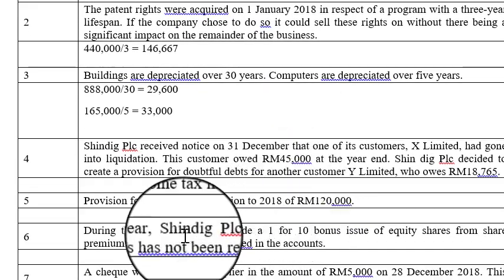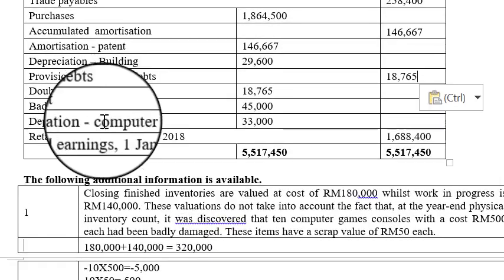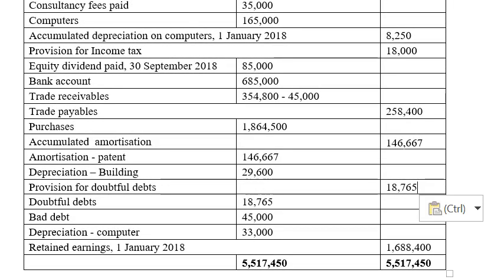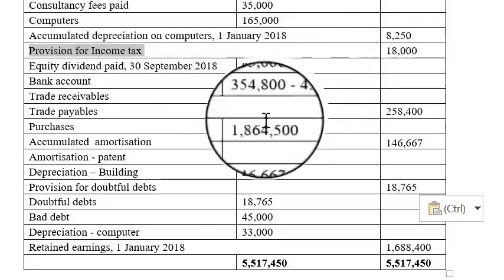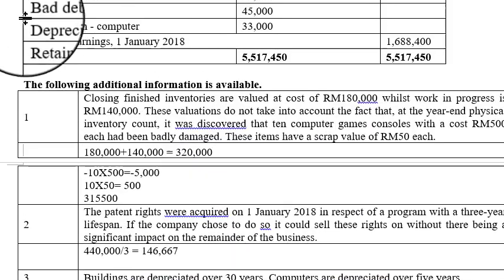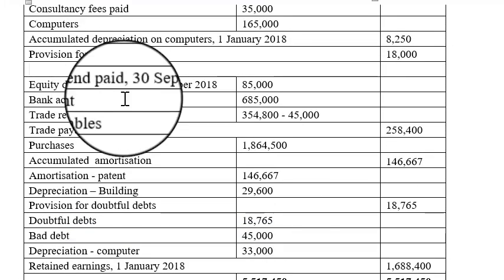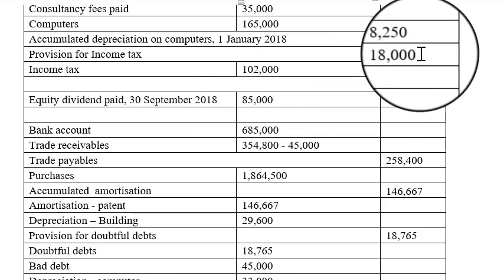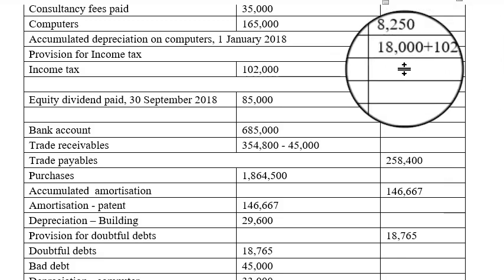Now next one, provision for income tax is 120,000. So if you look at here, your income tax expenses during this year, your provision previous year 18,000, but this year is 120,000. So 120,000 minus 18,000, you have 102,000. Now this 102,000 is current year expenses. It's an increase in provision, so that's why we call it current year expenses. So this one here, we have income tax for this year, and this one you have to add on 102, so that in total this becomes provision 120,000.